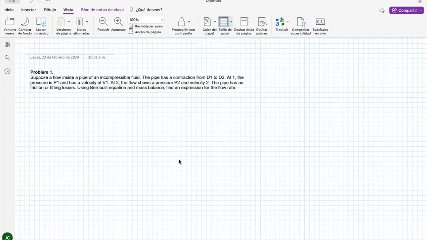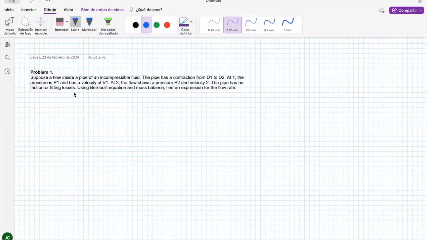Okay, so welcome back. Let's do this one. It's not a numerical problem to be solved, but it's a problem that can be solved using Bernoulli equation and mass balance. Okay, so what they are asking us to get is the flow rate. Let's just go with it.